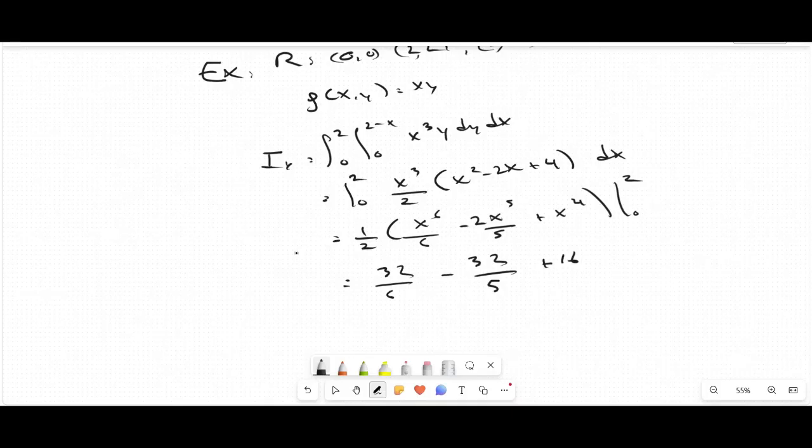Let's see here. Just 32 over. So this equals 16 minus 32 over 30 equals 16 minus 16 over 15, divided 15. That doesn't look right to me. I think I made a mistake somewhere. One second.